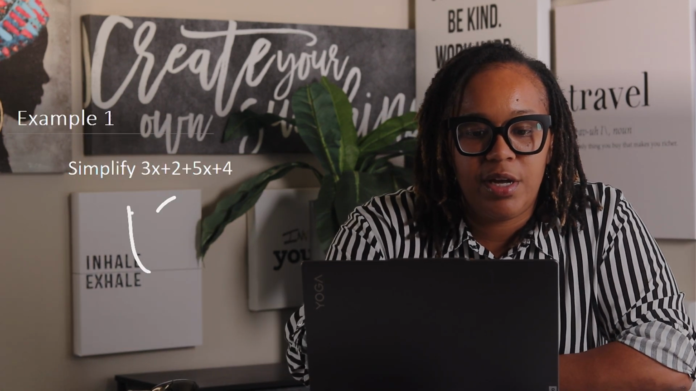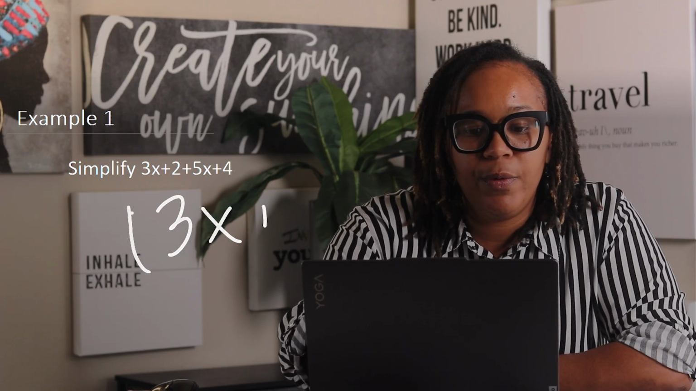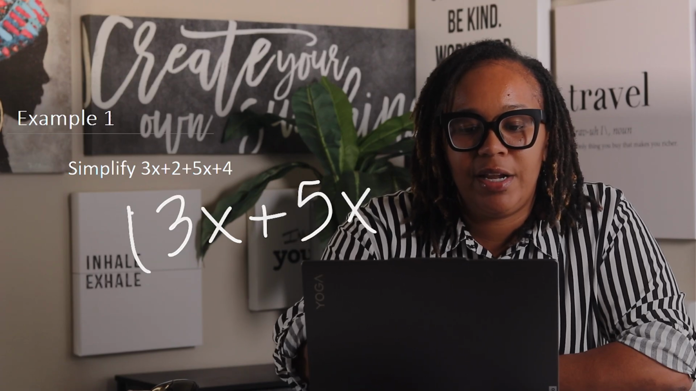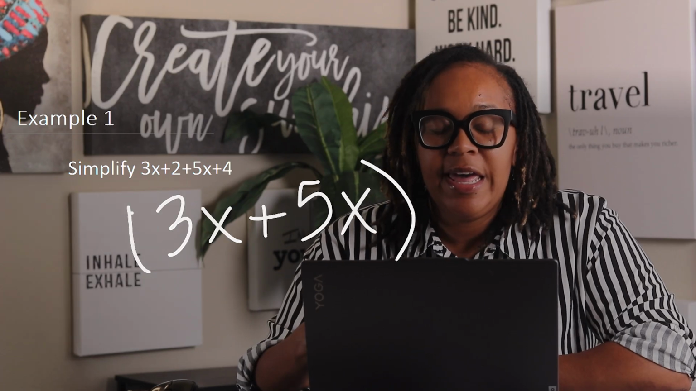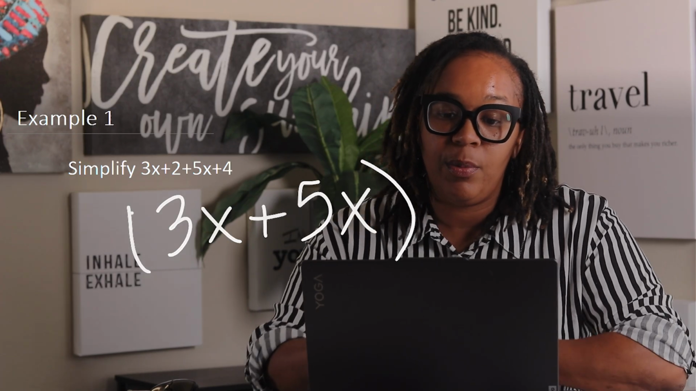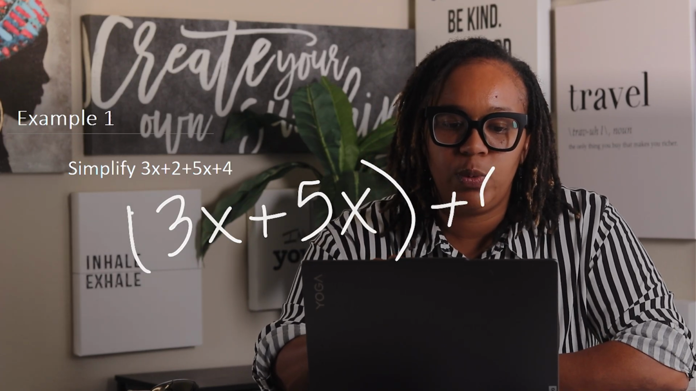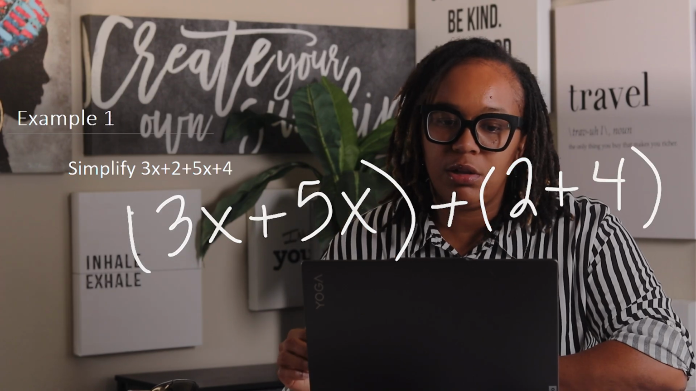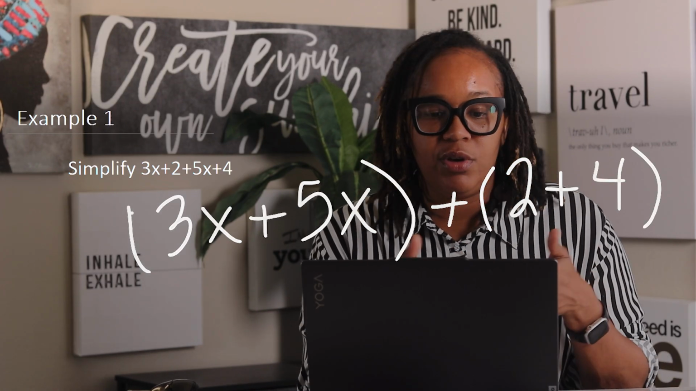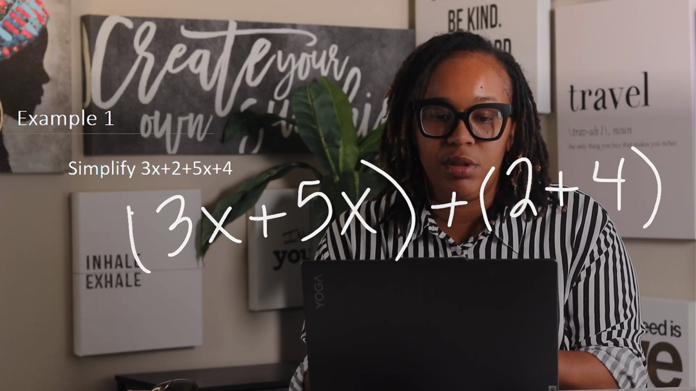The like terms are the terms that have the same variable and the same exponent. So in this example, our like terms are going to be the 3x and the 5x. I'm writing them in parentheses so you can see that I'm combining these two together. And then the ones that don't have any variable are also considered like terms. We call those constant terms. So the 2 and the 4 are also like terms. I'm going to combine the 3x and the 5x, and I'm going to combine the 2 and the 4.